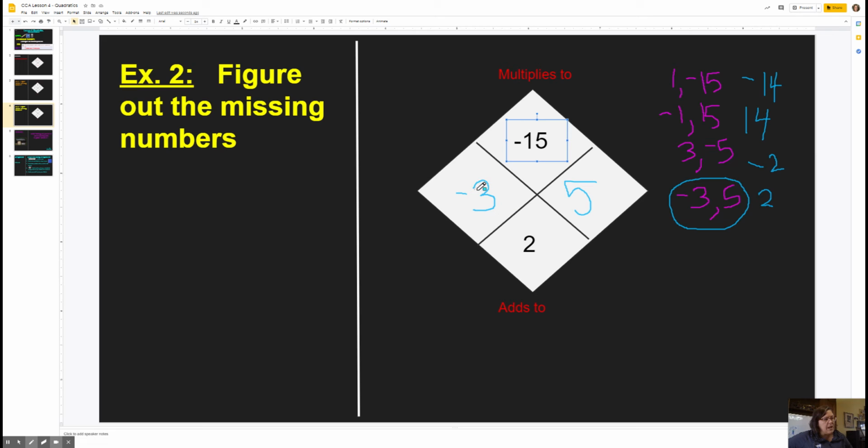I could have put 5 in this first one. I could have put negative 3 in this second one, so that part doesn't matter at all. The key here is to make sure that you have the two numbers that multiply to make the top one that add up to that second one.